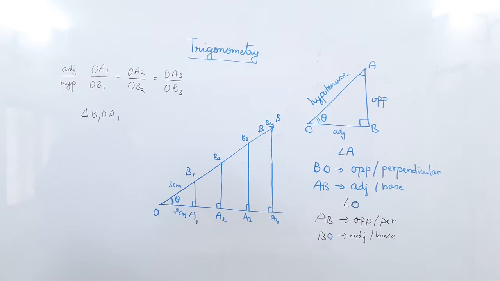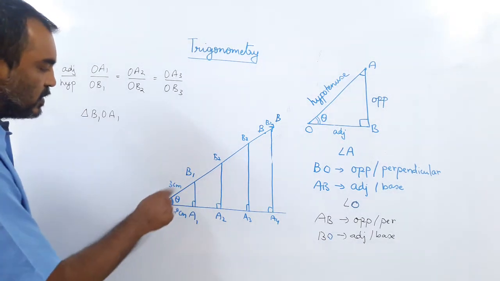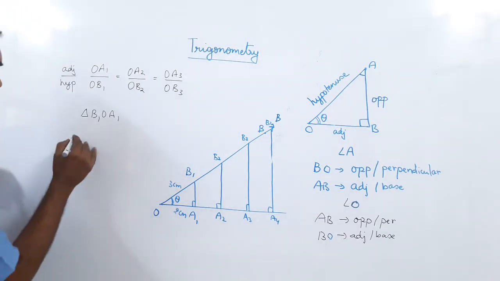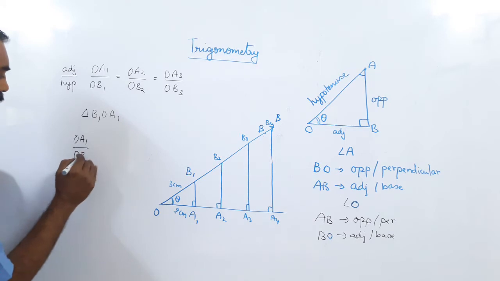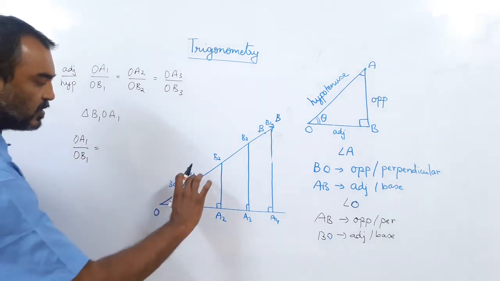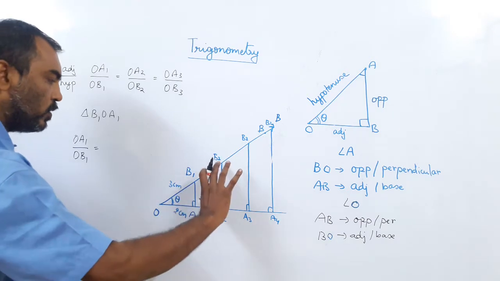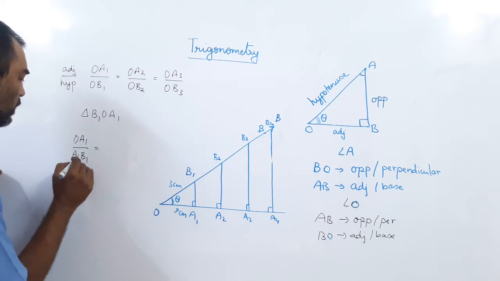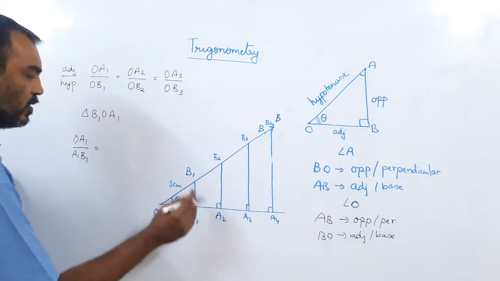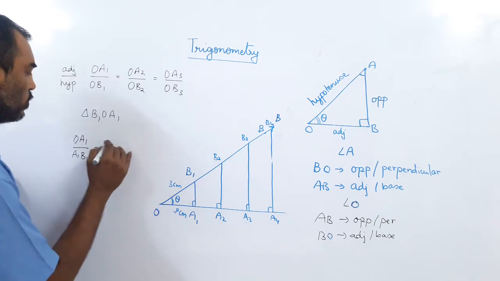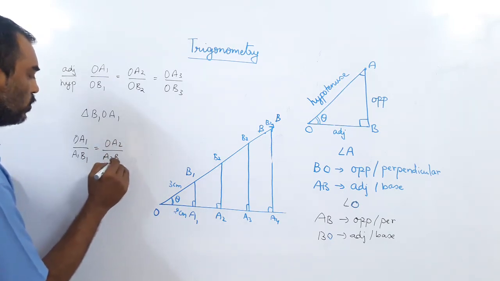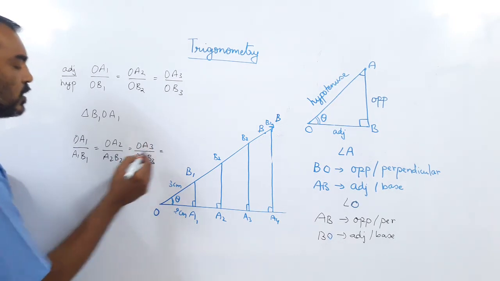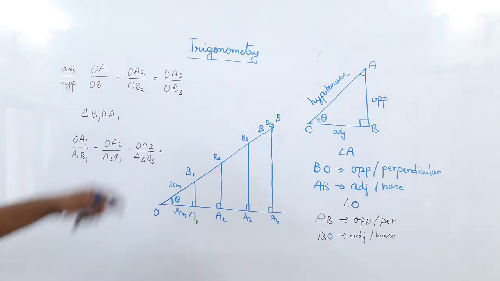Now you can go to the other side also. Triangles are similar. The smaller triangle and bigger triangle are similar. So OA1 upon A1B1. If I take the ratio of this side and this side, sorry, this time I am taking OA1 and A1B1. Which sides? OA1 and A1B1. And for the bigger triangle, OA2 upon A2B2 equal to OA3 upon A3B3. The ratio is remaining fixed. Are you following? The ratio is fixed.